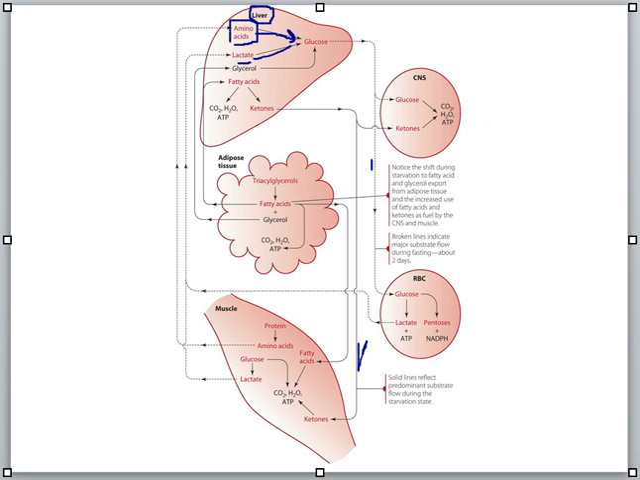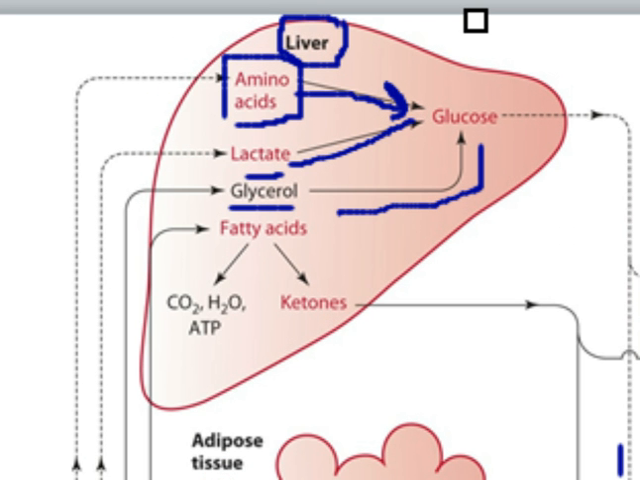Lactate can also be converted to glucose in the liver, so that's another fuel source when we don't have glucose readily available. And then glycerol, remember, comes from the backbone of the triacylglycerols. Triacylglycerols are made up of the glycerol backbone and then the fatty acid tails. The glycerol, which is a very small amount of the triacylglycerol, can be converted to glucose. The fatty acids, as we talked about before, cannot be converted to glucose, but they can make ketones.